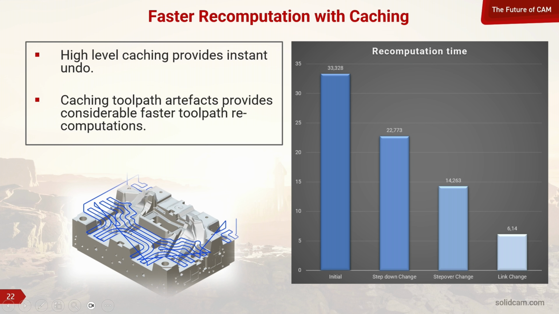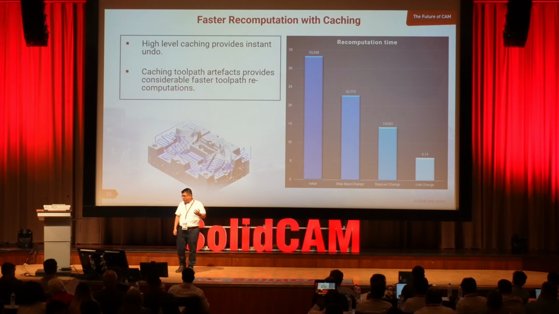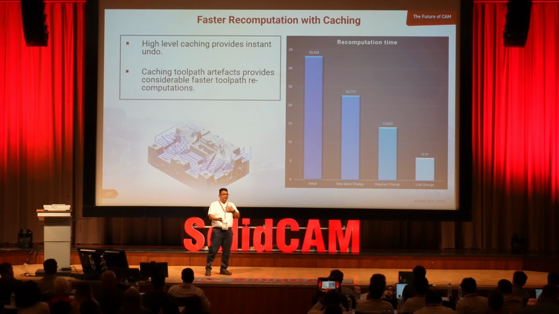So this is what the recomputation time looks like. For example, the initial computation time was 33 seconds. If we had to change the step down, the calculation was no longer 33 seconds. It came down to 22 seconds. If the change was a step over change, it was only 14 seconds. And if it was only changing the links, then it was only 6 seconds of calculation. So caching is a very, very powerful functionality.